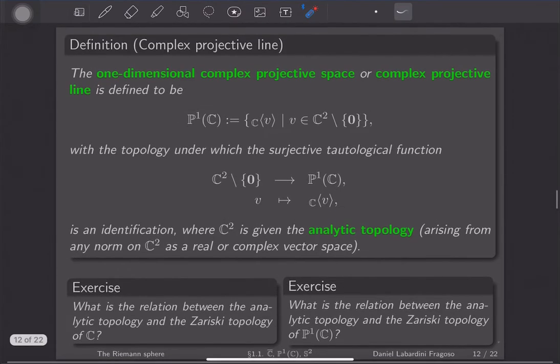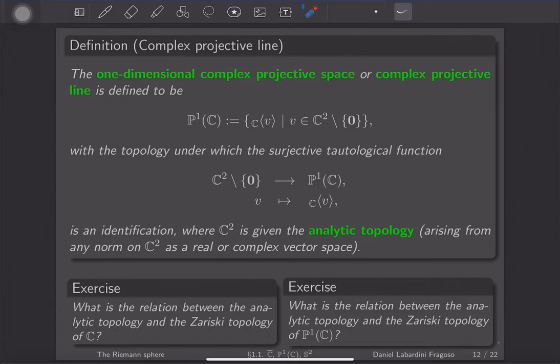Okay, and then I also put a topology on this set. I realize that for this one I have a topology, like the analytic topology. By analytic topology I mean the topology whose open sets are those that can be written as unions of open Euclidean disks. So the ones from complex analysis, or if you want the ones from calculus of several variables.